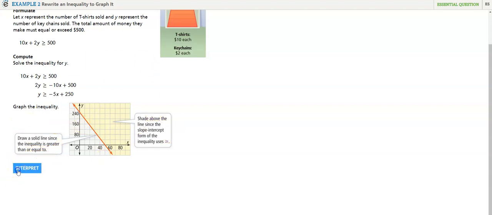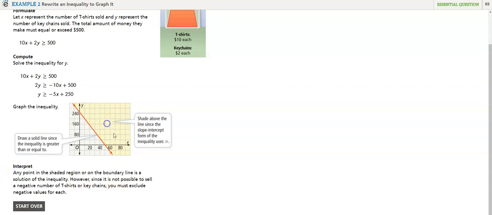Okay. What does this mean? It means that every point that's up here in the shaded area is a solution to this problem. If I were to sell 0 of the t-shirts, I would have to sell 250 keychains to make my goal, or I could sell more to exceed. If I sell 0 keychains, I would have to sell 50 t-shirts or more to make or exceed my goal.